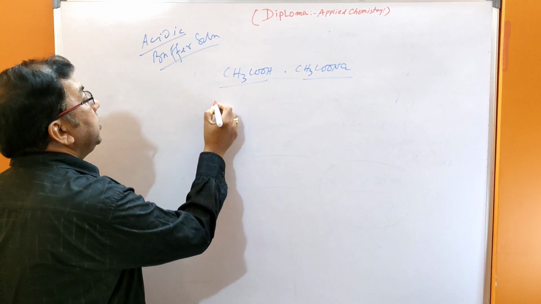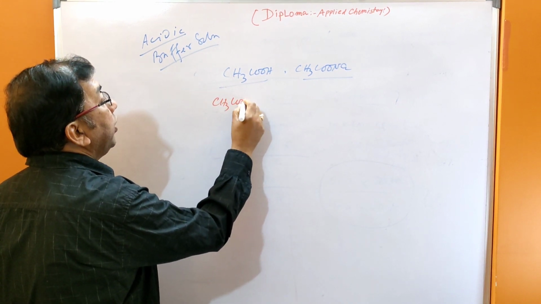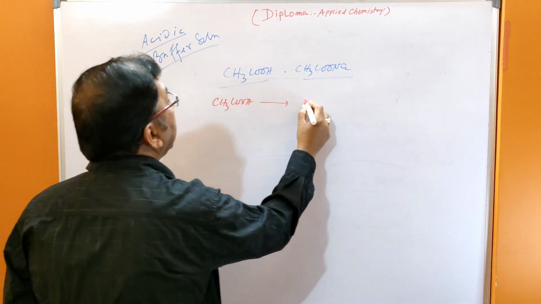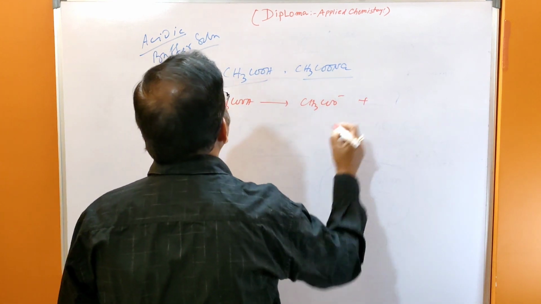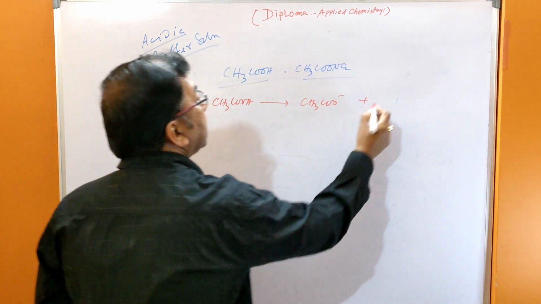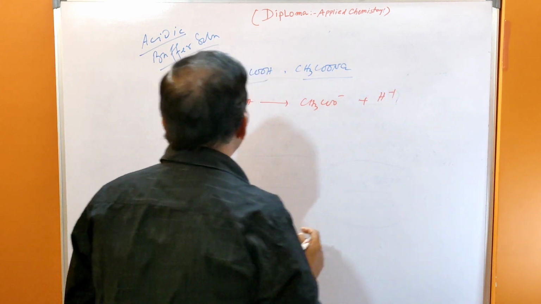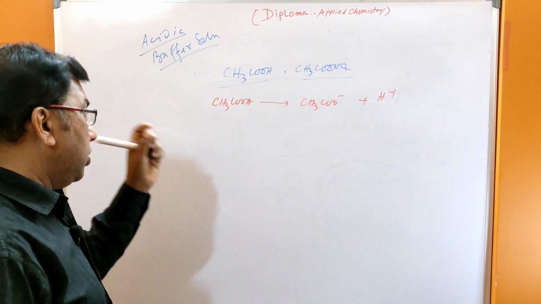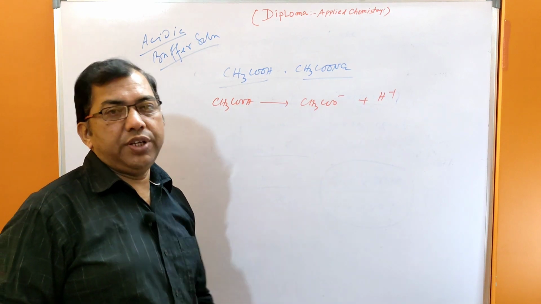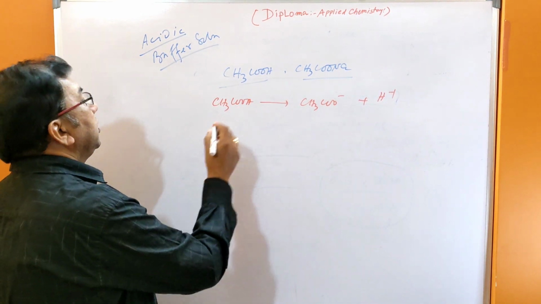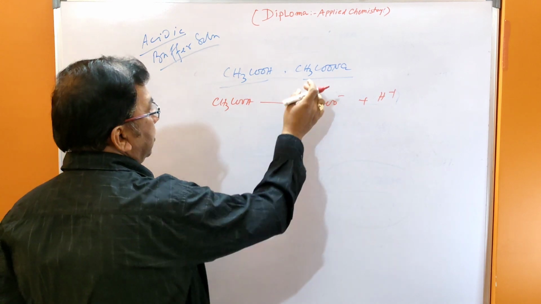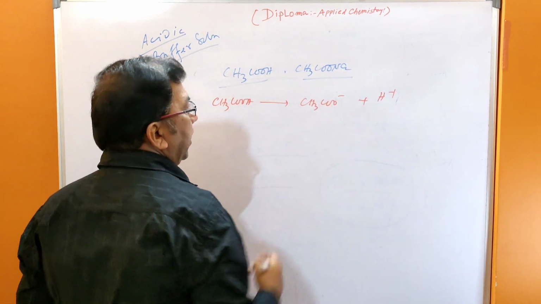CH3COOH will dissociate into CH3COO minus plus H plus, and it is a weak acid. It does not fully dissociate. And in the case of CH3COONa, it will dissociate into CH3COO minus plus Na plus.